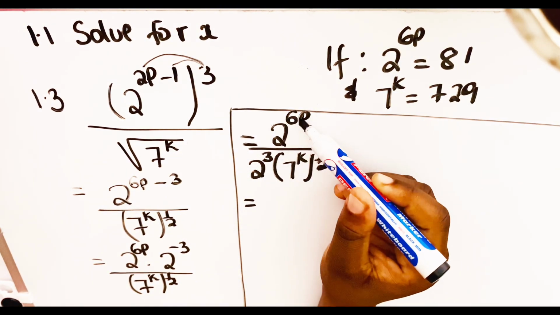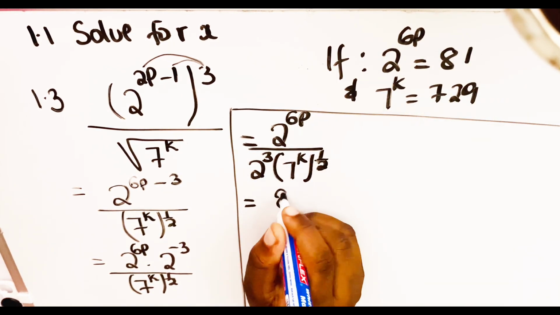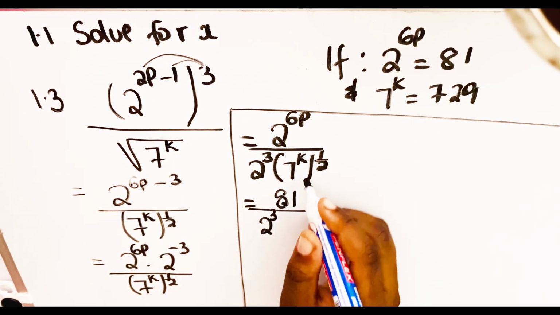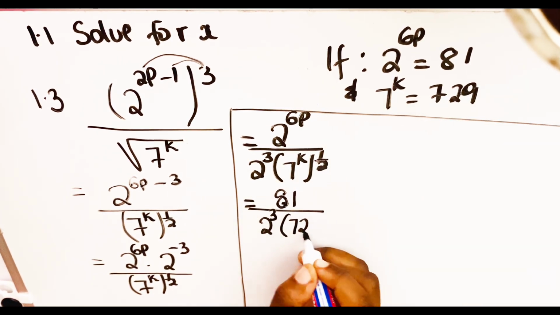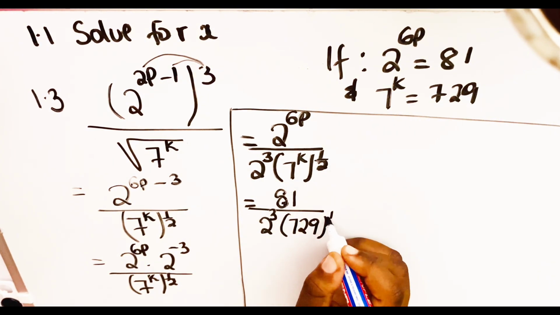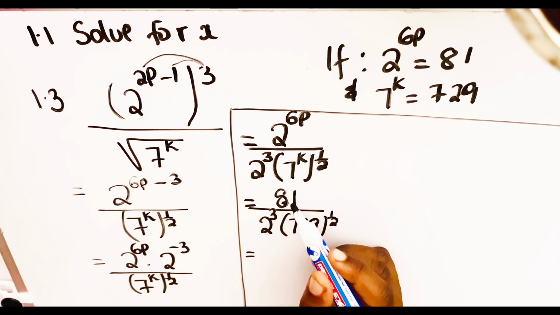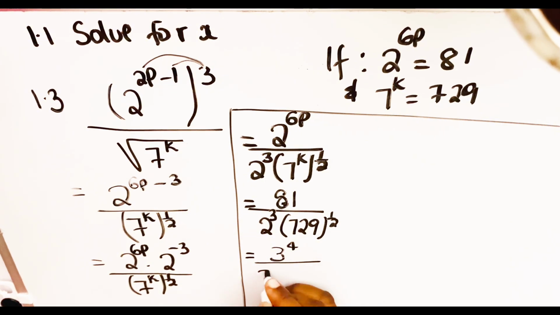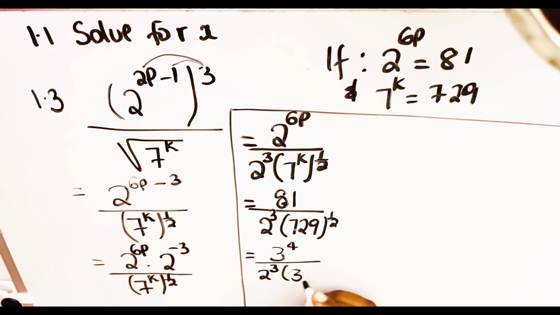Then now we have 2 exponent 6p, and we're told 2 exponent 6p is 81. So we'll substitute 81 over 2 exponent 3. Again, 7 exponent k is 729, so it is 729, all exponent 1 over 2. So these are exponential expressions. We rewrite 81 in exponential form, having 3 exponent 4 over 2 exponent 3, and 729 in exponential form as 3 exponent 6, all exponent 1 over 2.